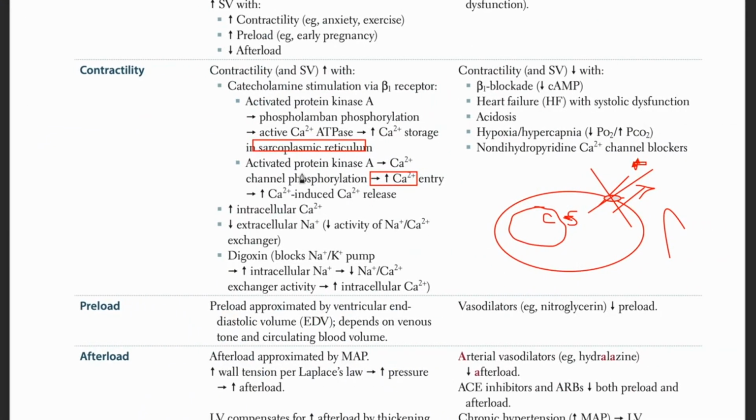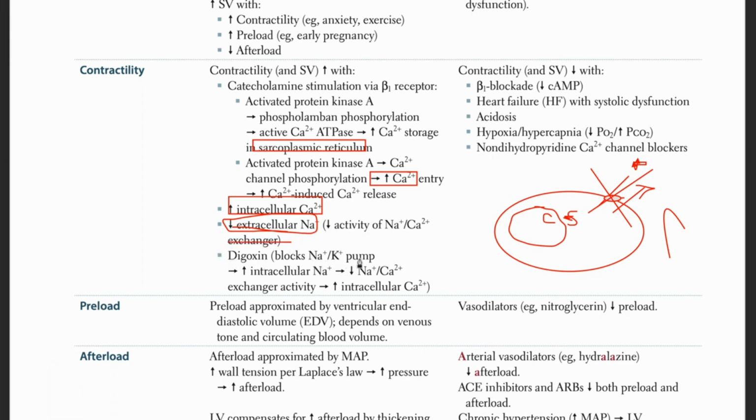Okay, so activated protein kinase A, calcium channel phosphorylation happens, calcium enters, and you have an increase in calcium-induced calcium release. So you have intracellular calcium increase and decrease in extracellular sodium, right? That's this whole thing I just said. When you have decreased extracellular sodium, that means there's more intracellular, so there's decrease in activity of the sodium calcium exchanger as well.